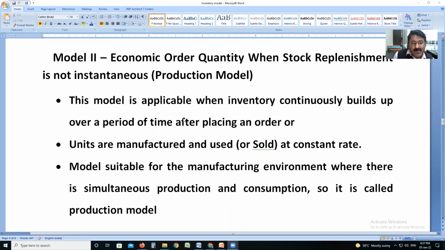So this model means the inventory is continuously built up. I will show you the model also. It is not the case that when the inventory ends, we immediately go for filling it again. Units are manufactured and used or sold at a constant rate. So unit manufacturing is there, and simultaneously units are getting sold or used at a constant rate. Both things are going simultaneously. This model is suitable for a manufacturing environment where there is simultaneous production and consumption. This is very important: where there is simultaneous production and consumption, under these circumstances, this model is very useful.